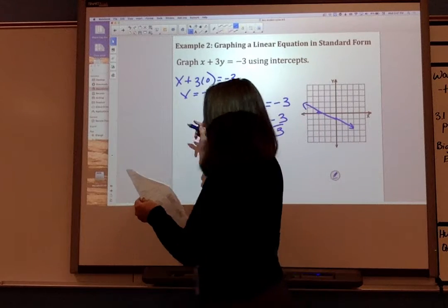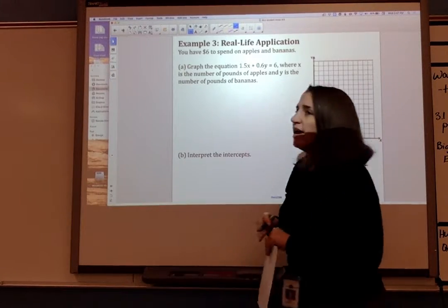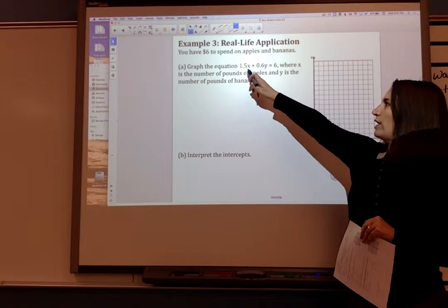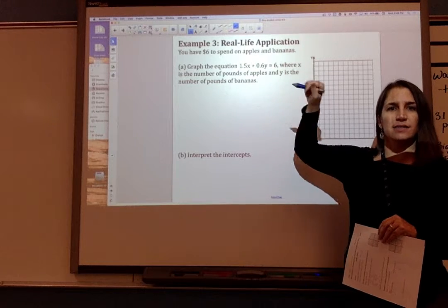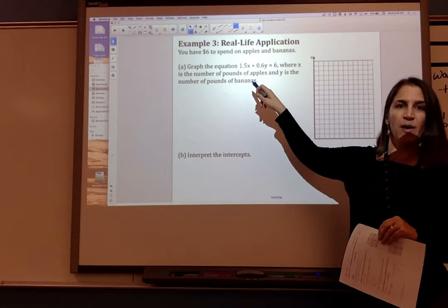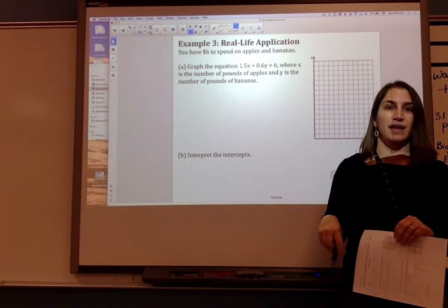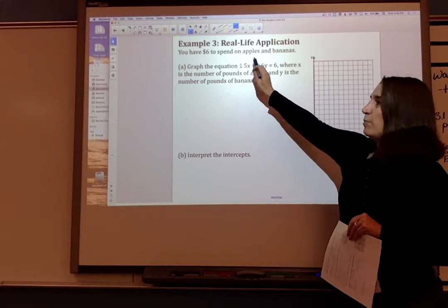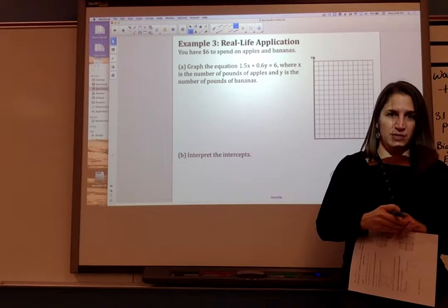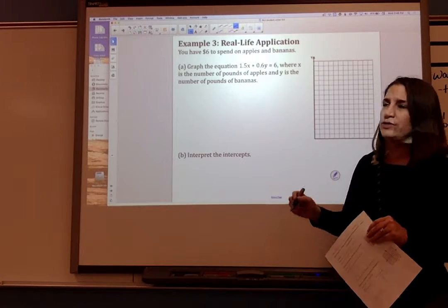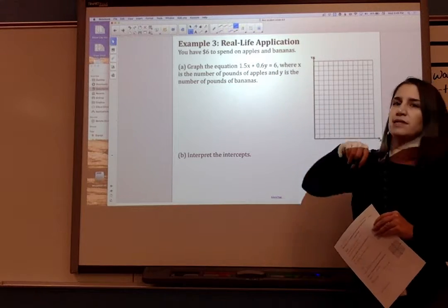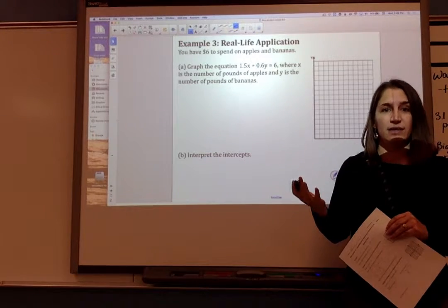All right, let's look at another example here. We have this application where we have $6 to spend on apples and bananas. And we're given this equation 1.5x plus 0.6y equals 6, where x is the number of pounds of apples and y is the number of pounds of bananas. So really what this is saying is that apples cost $1.50 per pound and bananas cost 60 cents per pound. Okay, so we're going to graph this equation, 1.5x plus 0.6y equals 6, by finding the intercepts.